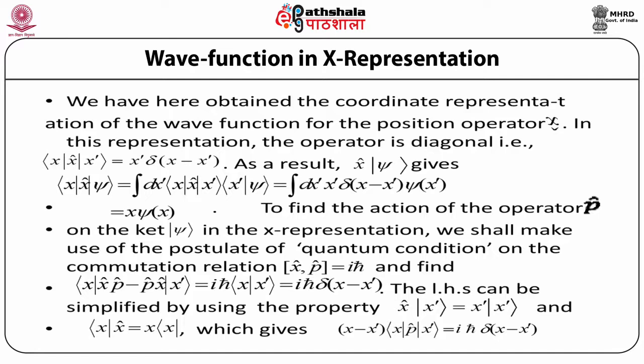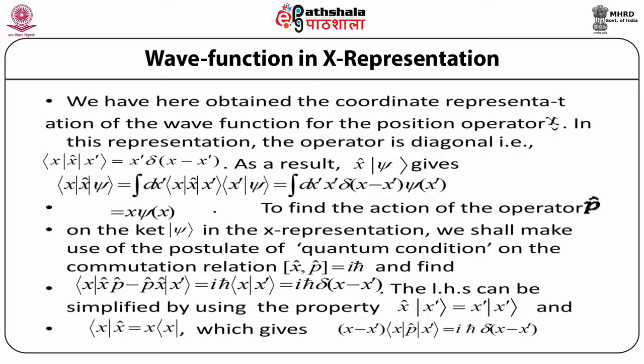As a result, operator x acting on the state vector psi gives bra vector x operator x state vector psi is equal to integration over dx prime bra vector x operator x ket vector x prime bra vector x prime ket state vector psi, which is equal to integration over dx prime x prime delta x minus x prime psi x prime, and this is equal to x psi x.